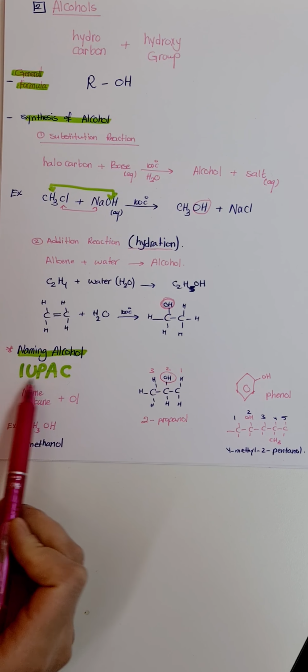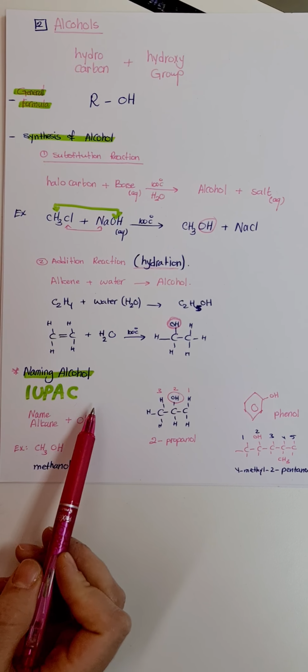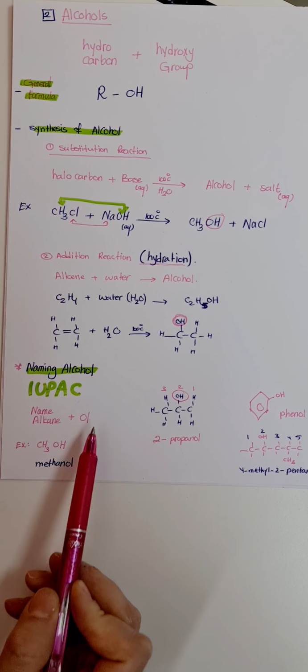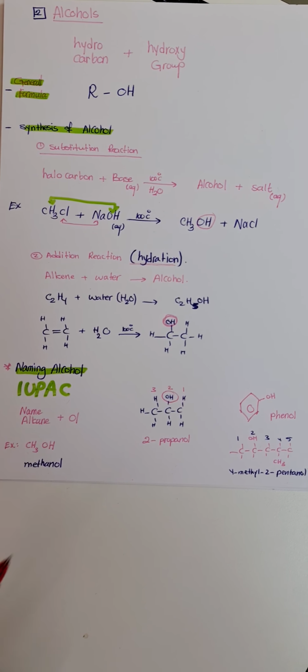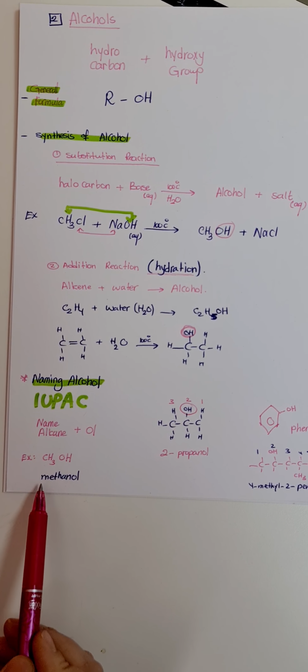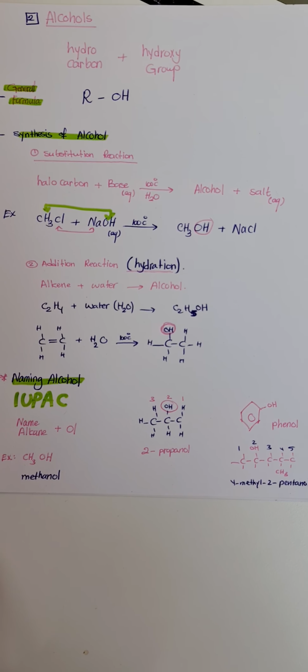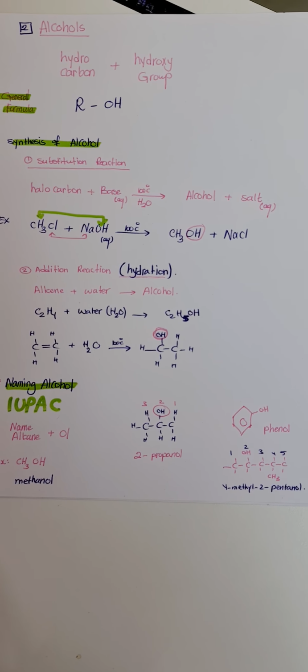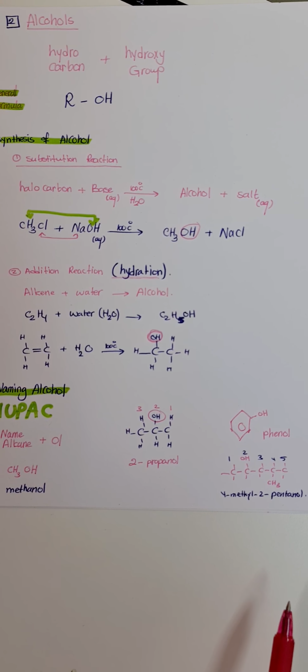In order to give names for the alcohols, depending on the IUPAC system, I name the alkane, then I add the word ol. Very simple. Just name the alkane, then add the word ol. So here I have methanol, for example. Now, what if the OH was not on the side? It was in the middle. When I have more than 2 carbons, what should I do now? I should start giving numbers for each carbon. So here 1, 2, 3. So it will be 2 propanol. I should give the least number for the OH.